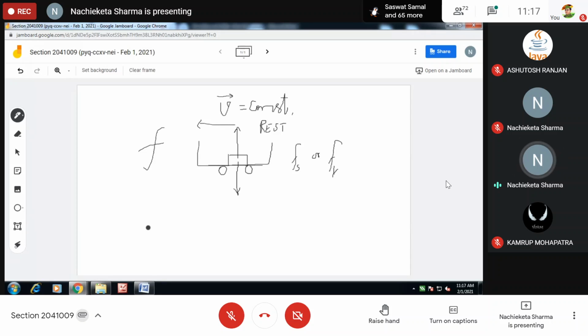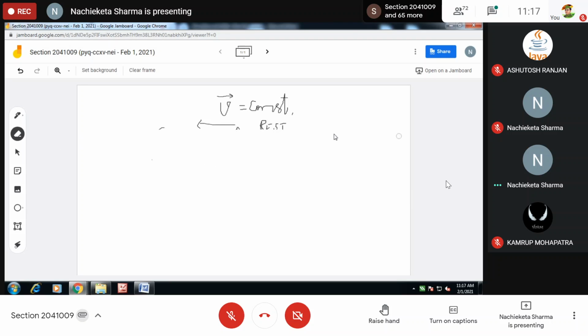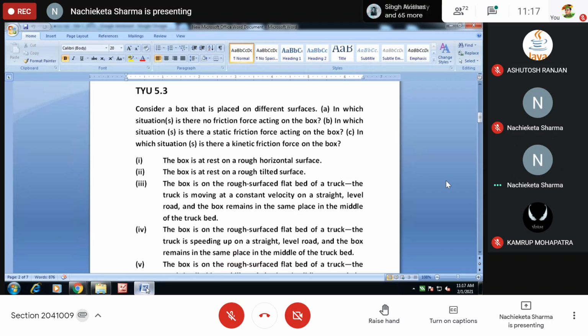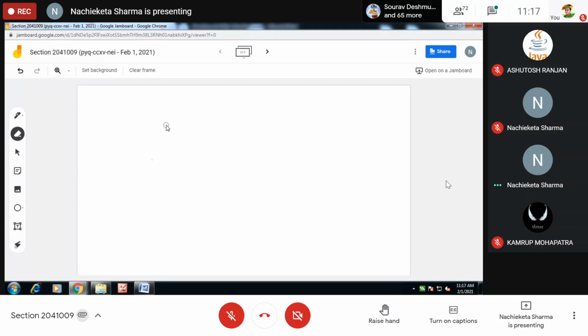Now we'll go to the fourth part. Just first let me erase it. The box is on the rough surface flat bed of a truck. Now the truck is speeding up. Now what is happening, I will tell you. Just wait.